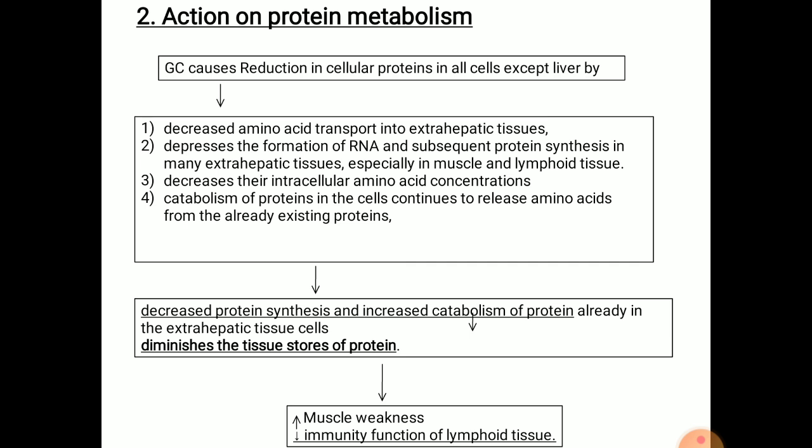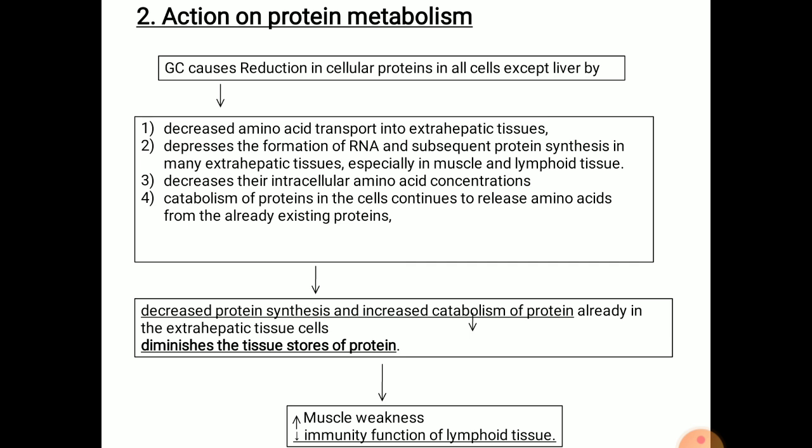All these four procedures cause decreased protein synthesis as well as increased catabolism of protein already present in the extrahepatic tissue cells, and that all diminishes the tissue stores of protein. If the glucocorticoid is in excess amount, then that leads to muscle weakness due to the excessive protein catabolism.